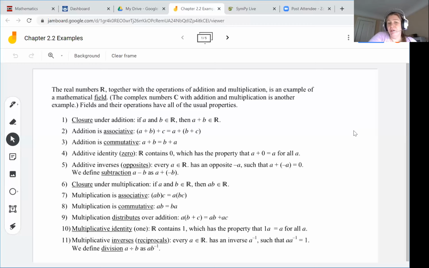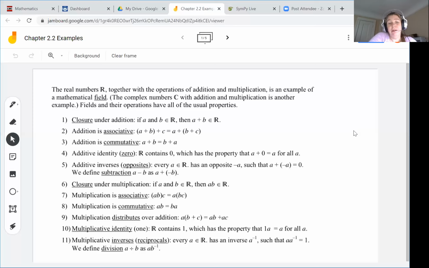Closure under multiplication. So if you've got A and B, both elements or numbers in the real numbers, then the product is also in the real numbers. And multiplication is also associative. Regardless of how we group the multiplication, we get the same result. So whether you multiply AB first, as on the left, or you multiply BC first, as on the right, we get the same product for both of these sides of the equality here in part 7.